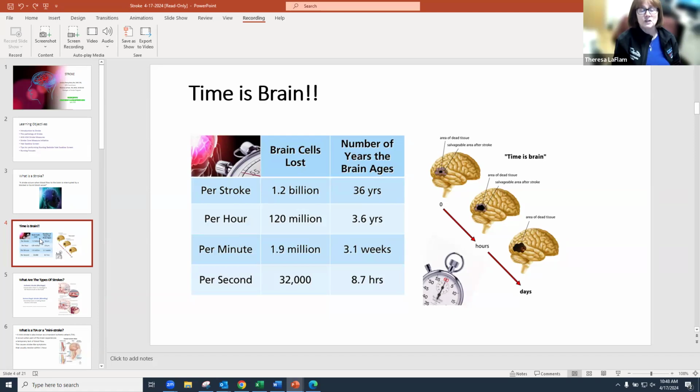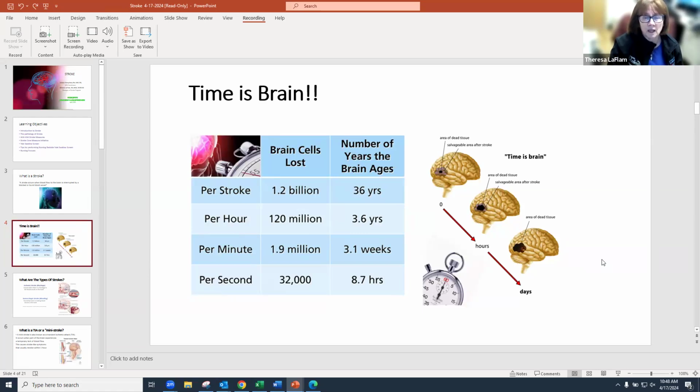And the studies and the data shows that you could even break it down by second. But what we use here is we talk about how many brain cells are dying per minute to help expedite and give a focus, a sense of urgency to every single stroke or code stroke that we call, to save the brain, because time is brain. And you can see here over to the right, this picture where it says time is brain.